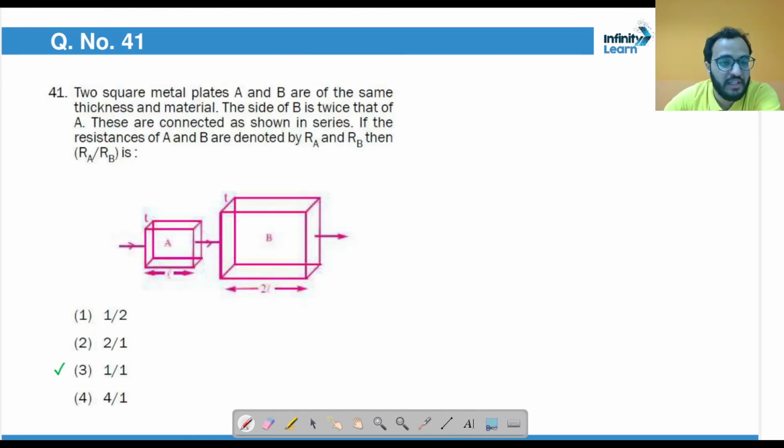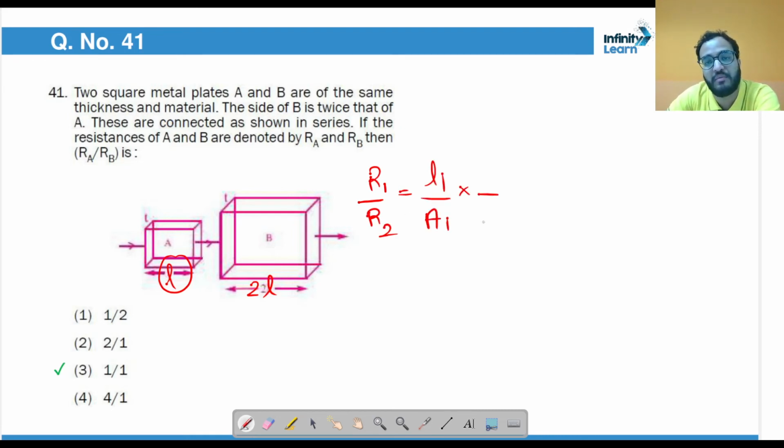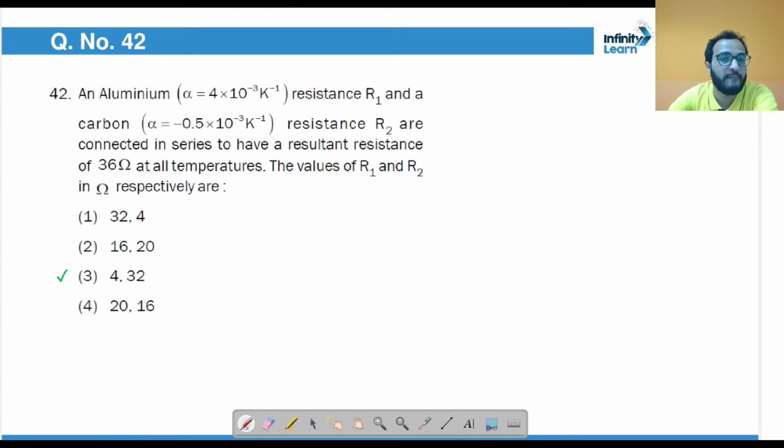Now here it's very easy. Length is mentioned, L and 2L, and areas are also mentioned, right? So R1 upon R2 will be nothing but L1 by A1 into L2. Like this. Solve it and get your answer. Now one thing for sure, this is important.